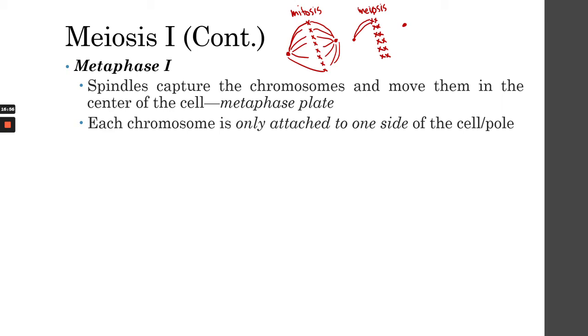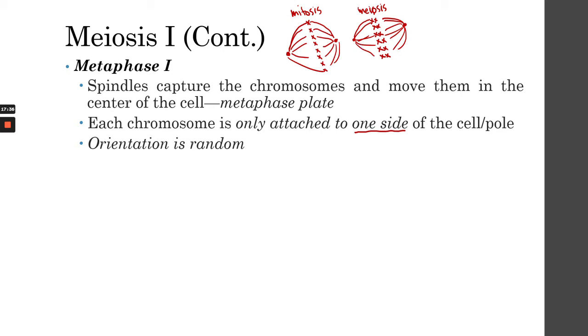So all the chromosomes on this side will get attached to the centrosomes on this side, and all the chromosomes on the right side are only attached to the centrosomes on the right side. So each chromosome is only attached to one side. That's another difference in metaphase compared to mitosis. In mitosis, all those 46 chromosomes are attached to both centrosomes. But for meiosis, since we have pairing up of homologous pairs, only one chromosome is attached to one side.